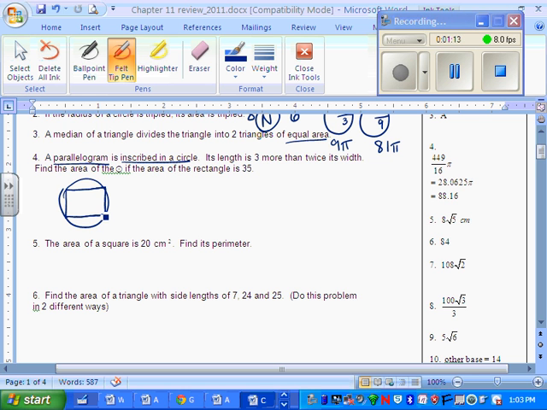Its length is 3 more than twice its width. So we're going to say that this side is 3 plus 2x, twice the width and 3 more than that. The other side is x. We know that the area of this rectangle is 35. So right away I can say (3 plus 2x) times x equals 35. When I distribute, I get 2x squared plus 3x equals 35.